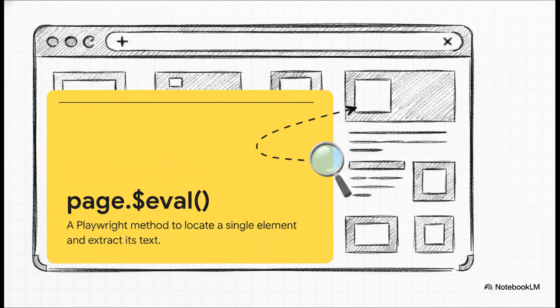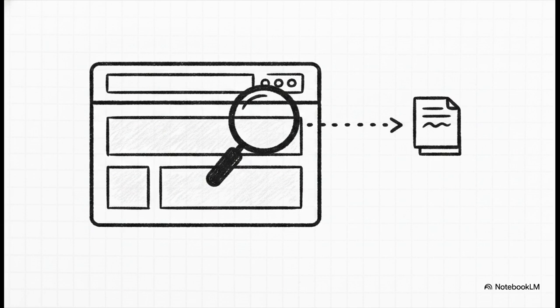You use this when you want to pinpoint one single specific piece of data, like maybe a main article heading. It just finds the first element that matches your CSS selector and runs a quick JavaScript function to pull that data right out. Let's break down how this actually works in practice.